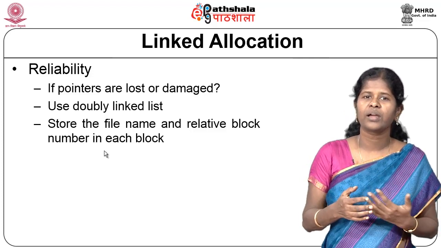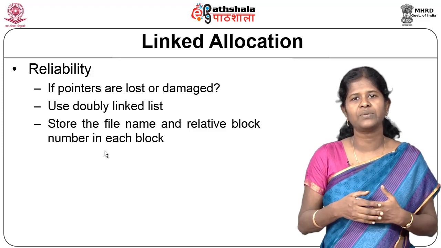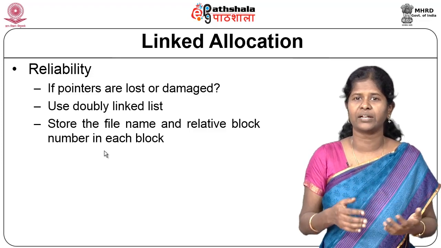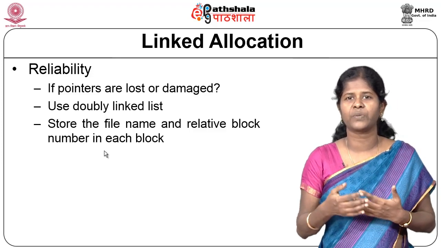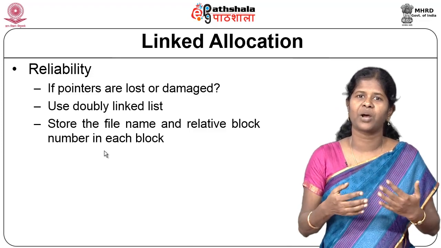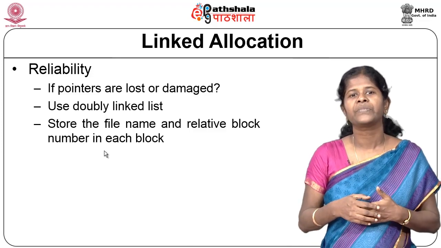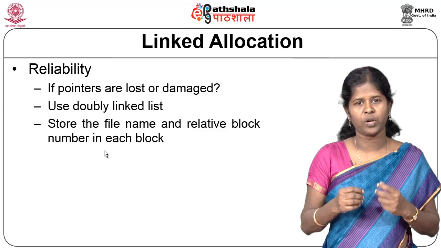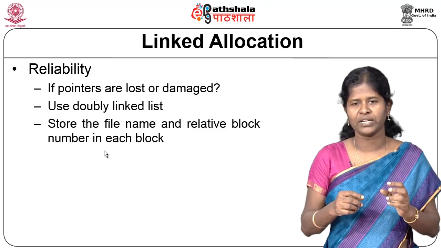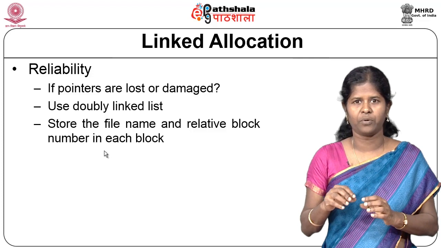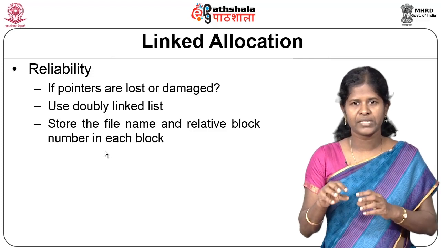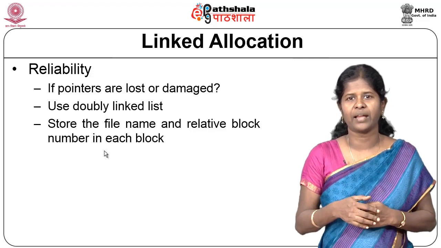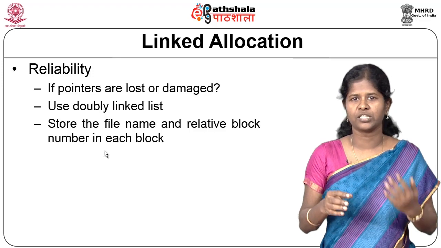To improve the reliability, one thing you can do is have a doubly linked list rather than a singly linked list. But with a doubly linked list, the use of pointers increases, and hence the problems may increase as well. The next solution is to store the name of the file and the relative block number in each block. You have a pointer from one block to the other, but when you move to that block you will have the name of the file and, say, that this is the third block of that particular file stored in that block. That will give a confirmation that this block really contains the contents of that file only.